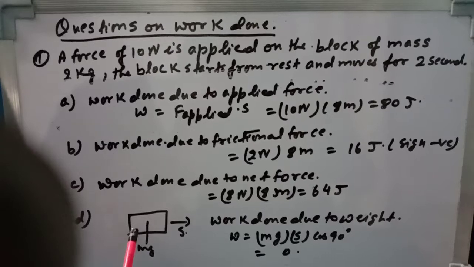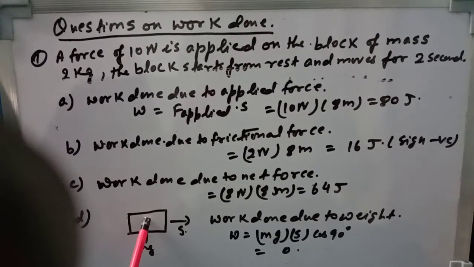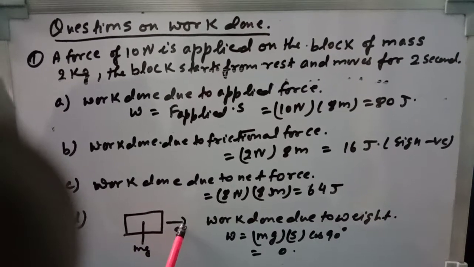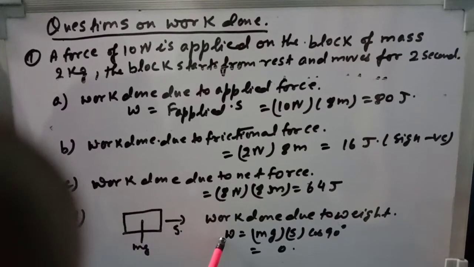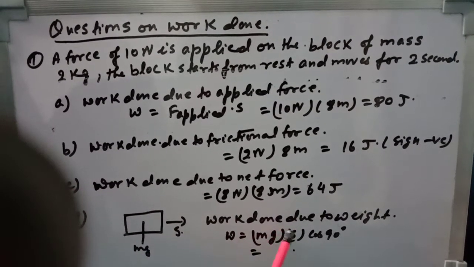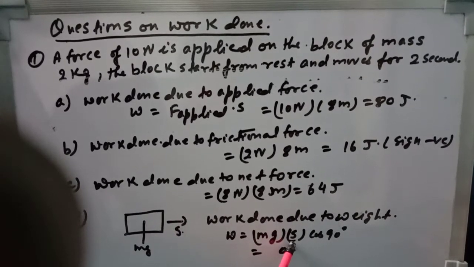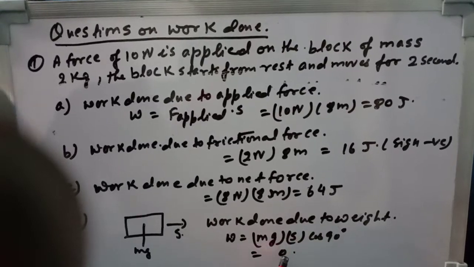Now last part is work done due to the weight of the block. All of you know the weight of the block is always acting in downward direction and displacement is in this direction. So the angle between them is 90 degree. Work done, you know, is force into displacement. Force is here weight mg and displacement is s, that is 8 meter, and angle is cos 90. Cos 90 is 0.